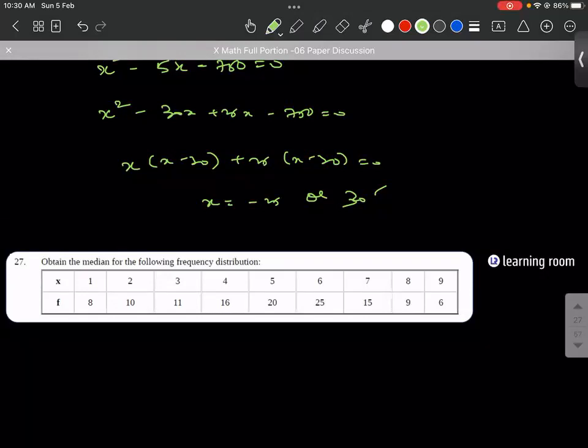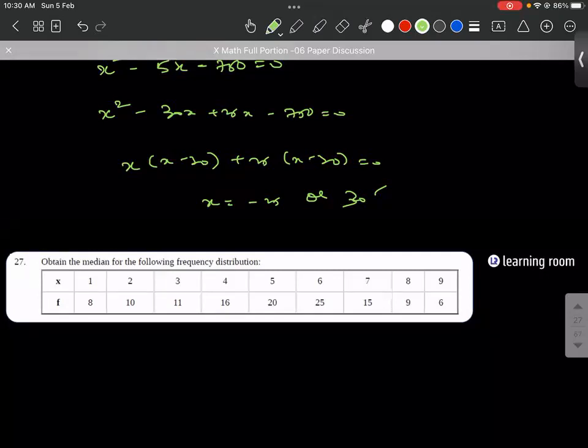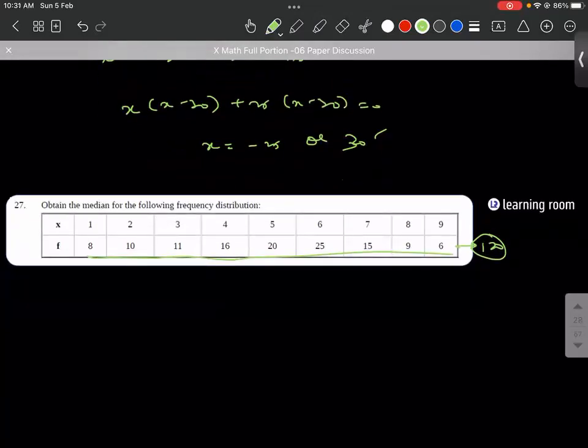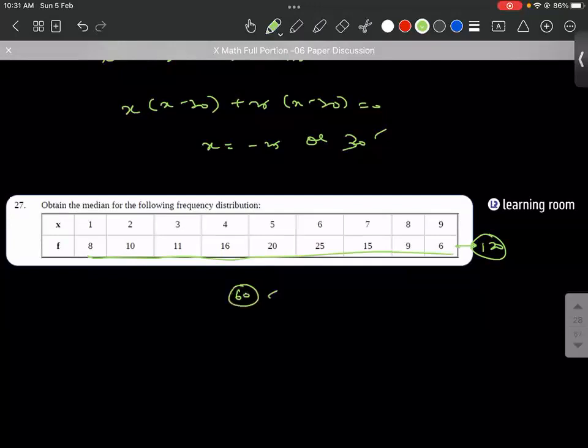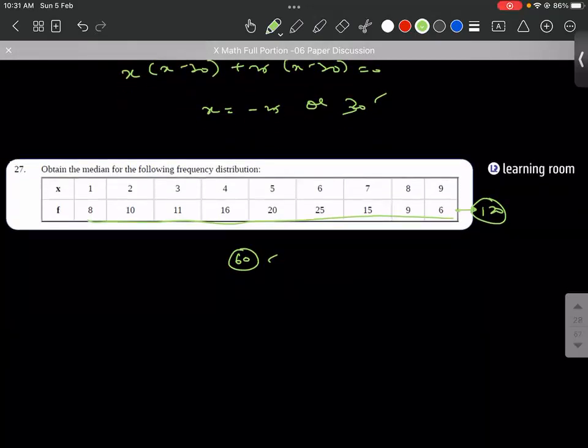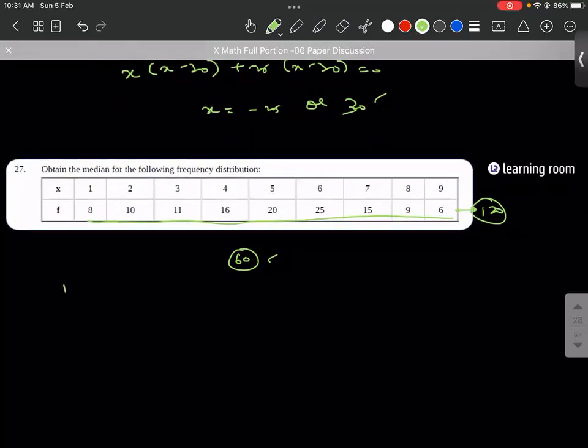Sir, I took n by 2, which is 120 by 2, which is 60. So you add all these things, you're getting 120. Yes, sir. We need to take the cumulative frequency, so it is 60, and the closest to that was 65. So I took the median as 5. Okay, you wrote the cumulative frequency. Yeah, for 5, it's coming at 65.